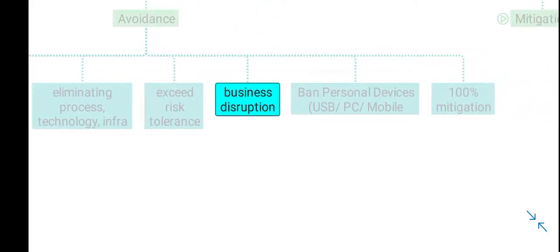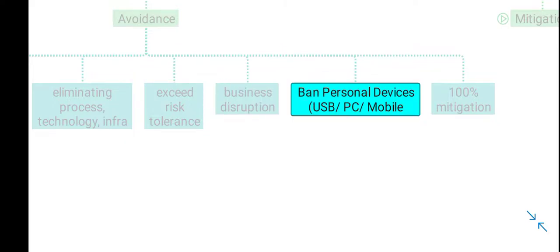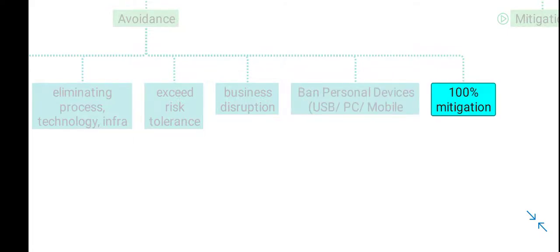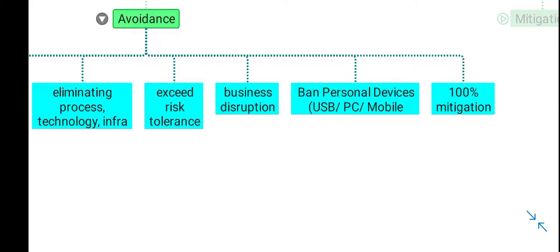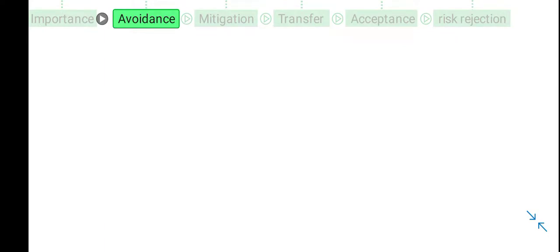It may cause a business disruption. For example, if you ban the personal devices like USBs, PCs, or mobile devices. However, it guarantees 100% risk mitigation or elimination, since you are not carrying out the activity which is causing that risk. So, risk avoidance means not doing it.